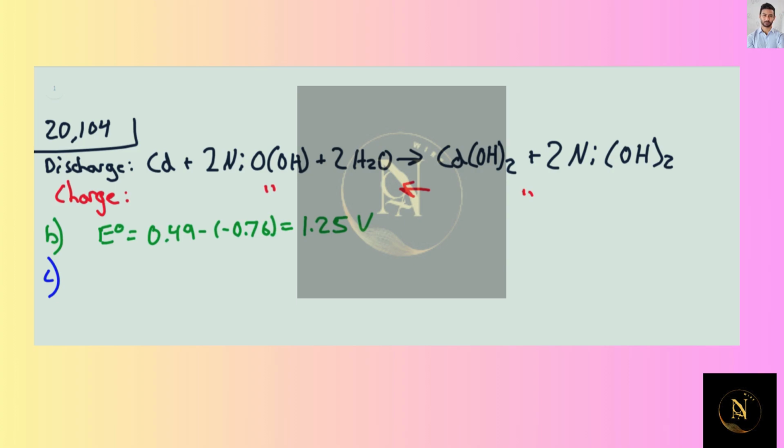Now in part C, they ask us, a typical nicad voltaic cell generates an EMF of positive 1.30 volts. Why is there a difference between this value and the one you calculated in part B? So we can see that the value which we're given is a little bit higher than the one that we calculated. And so there's a small difference here, and this can be attributed to concentration differences.